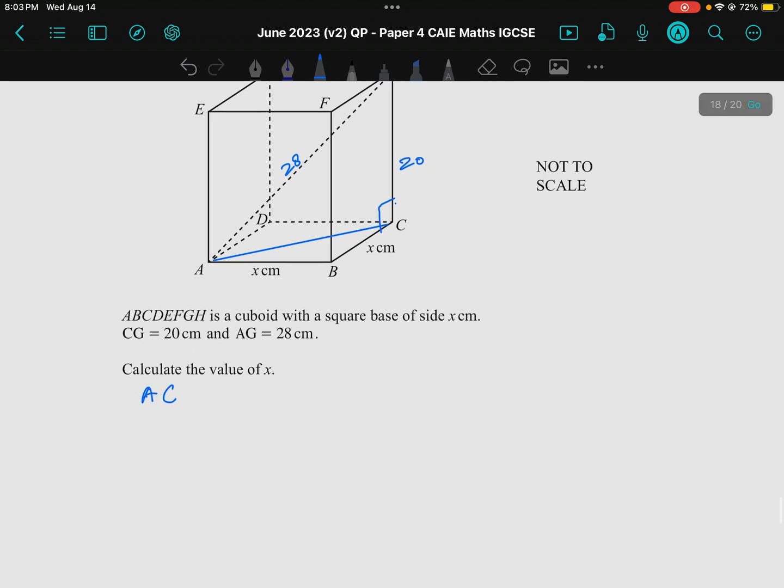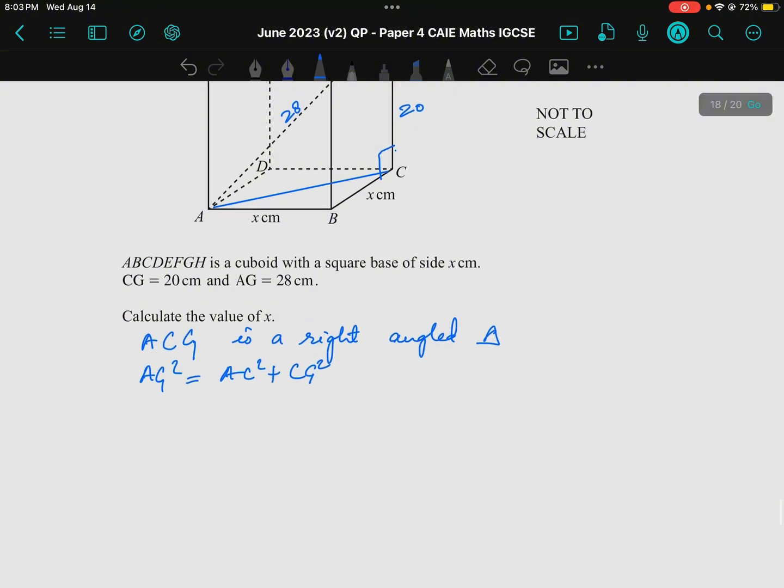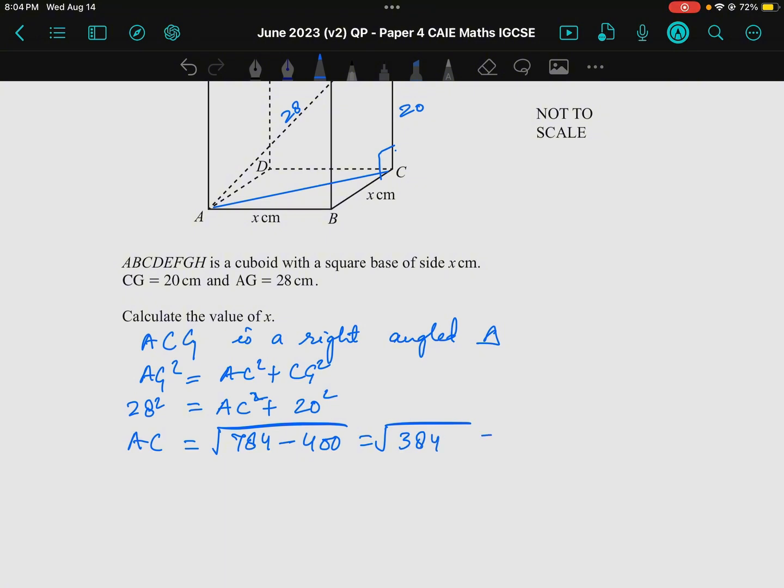So ACG is a right angled triangle. So AG square equals AC square plus CG square. So that means 28 square equals AC square plus CG square, which is 20 square. So AC equals under root of 784 minus 400, which will give me under root of 384. That is 8 under root of 6 centimeter.